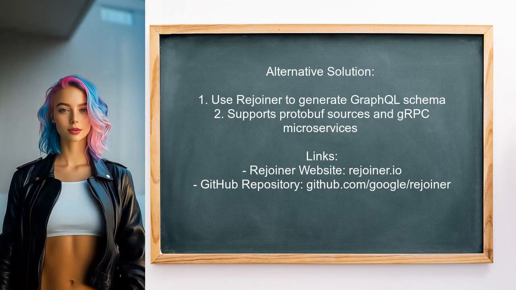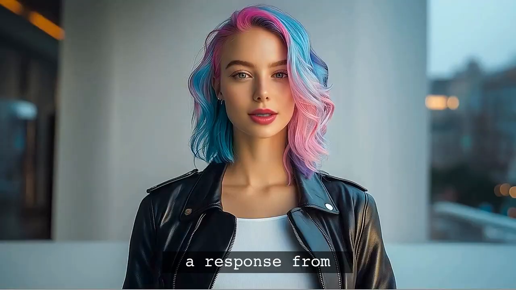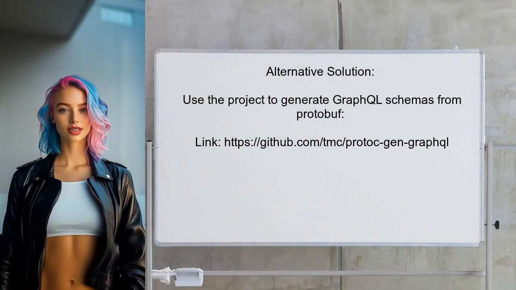An alternative solution comes from a user who suggests using Rejoiner. This tool can generate a uniform GraphQL schema directly from Protobuf sources, including gRPC microservices. Now, let's see a response from a different user. An alternative solution comes from a user who suggests using a specific project that generates GraphQL schemas from Protobuf definitions. You can find this tool at the link provided.